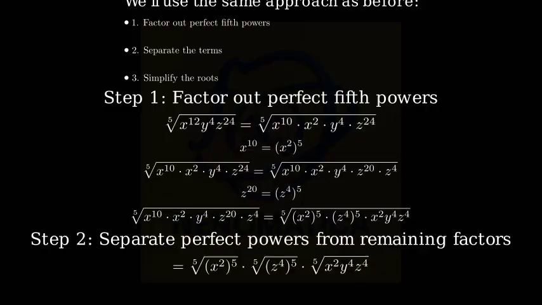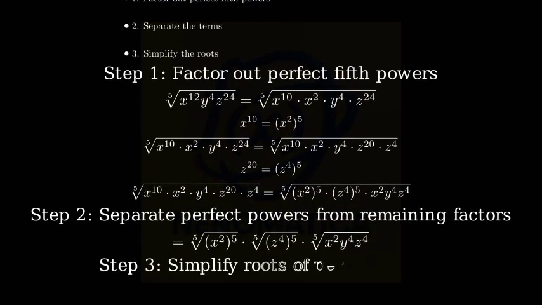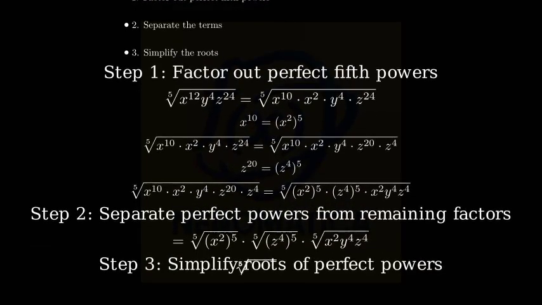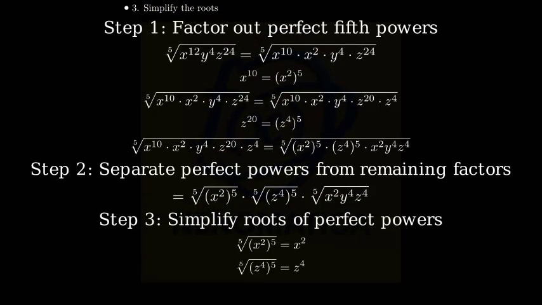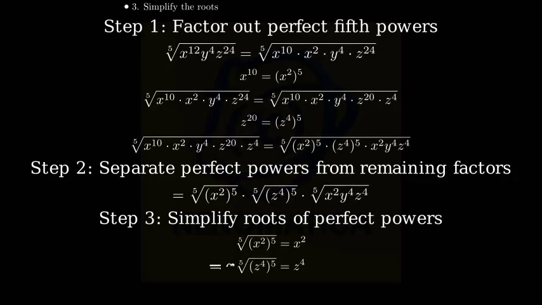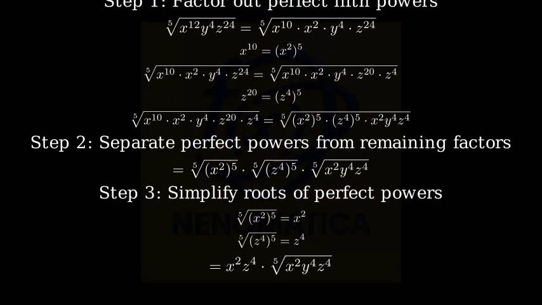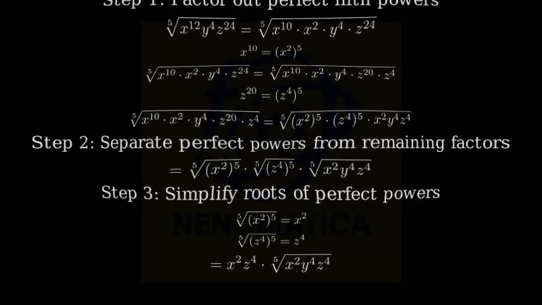For the third step with this problem, we simplify the roots of perfect powers. The fifth root of x squared to the fifth power equals x squared. The fifth root of z to the power of 4 to the fifth power equals z to the power of 4. This gives us our final answer, x squared z to the power of 4 times the fifth root of x squared y to the fourth power z to the fourth power.